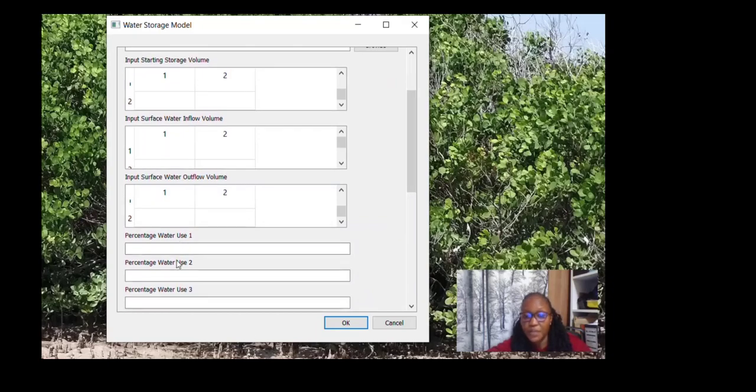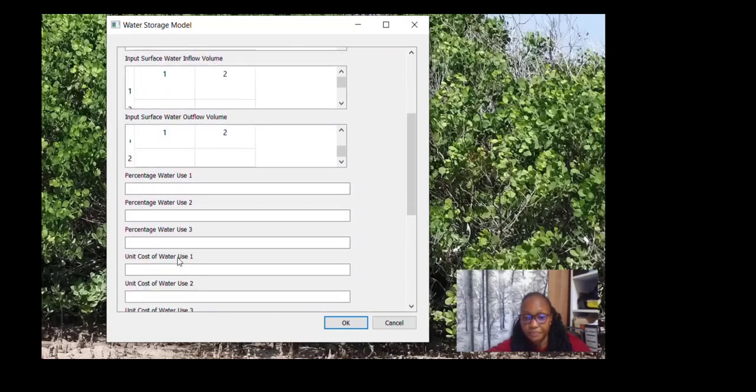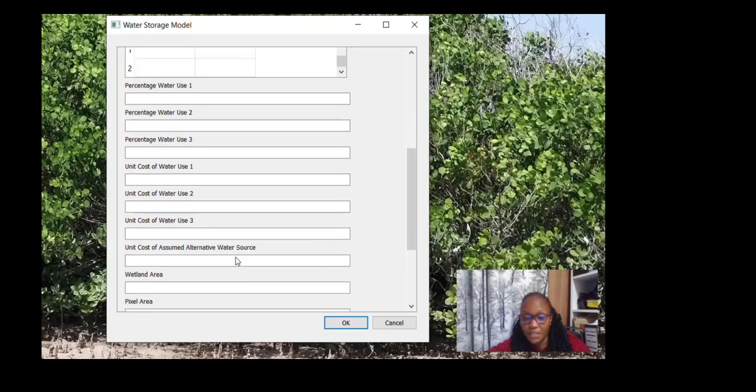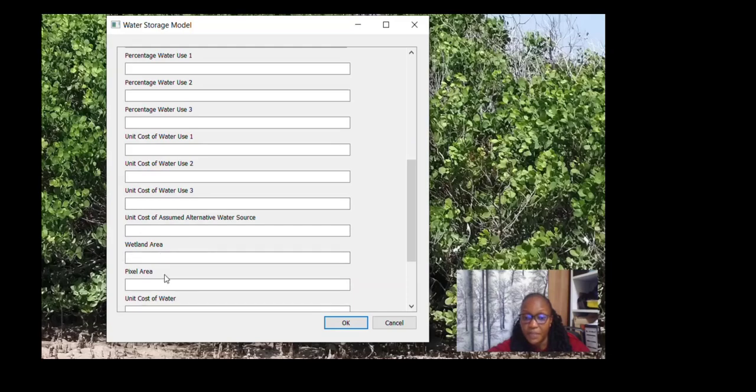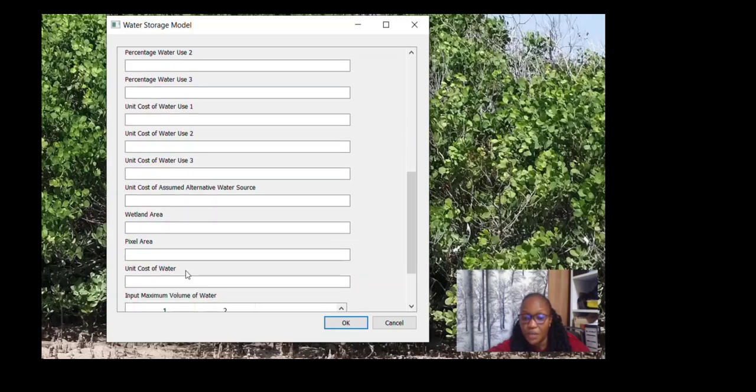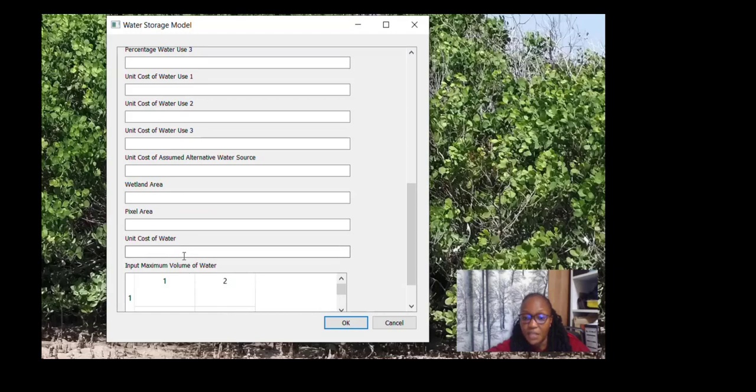And then you go to the percentage water uses, the 3 of them, and the unit cost attached to the 3, and the unit cost of the assumed alternative water source, so that we can say, supposedly now you are no longer able to utilize this water source, the alternative water source, what would be the unit cost? And of course, in most cases, it would be more expensive than the wetland area, the pixel, the unit cost of water.